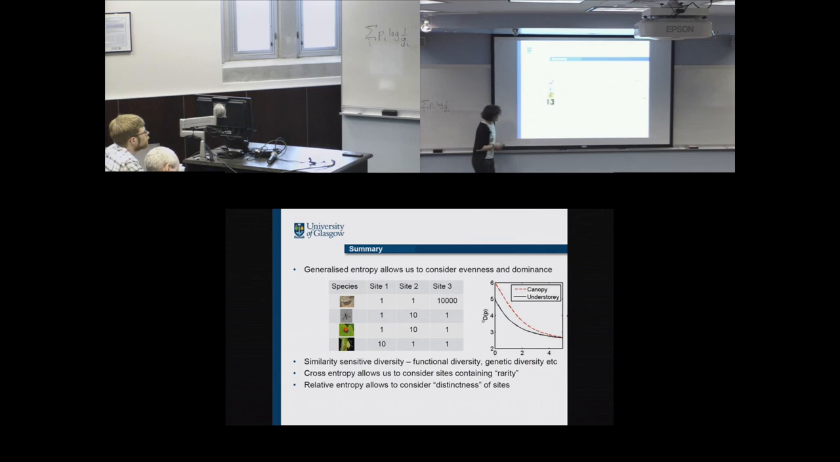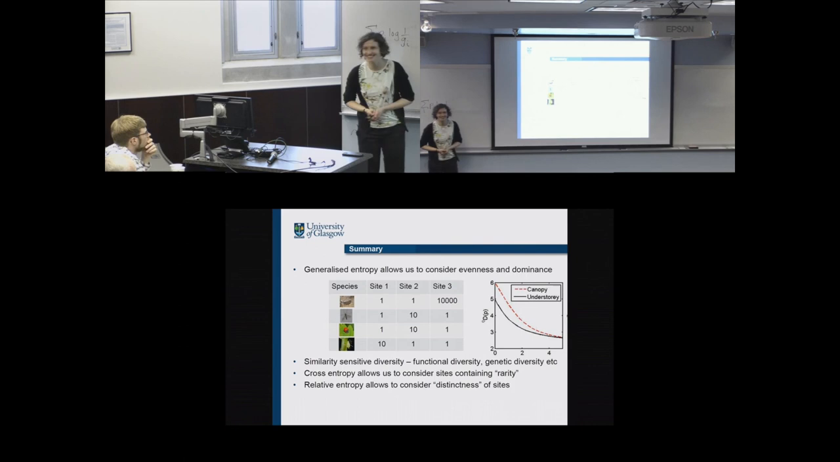Then, taking this further and allowing us to compare between sites, we can start talking about which sites contain particularly rare things, and which sites are particularly distinct in our ecosystem. That's potentially quite a useful tool for identifying, for example, places for conservation. If you want to identify whether there are any special places in my ecosystem where the diversity is particularly different to the global picture. Okay. And I'll stop there.